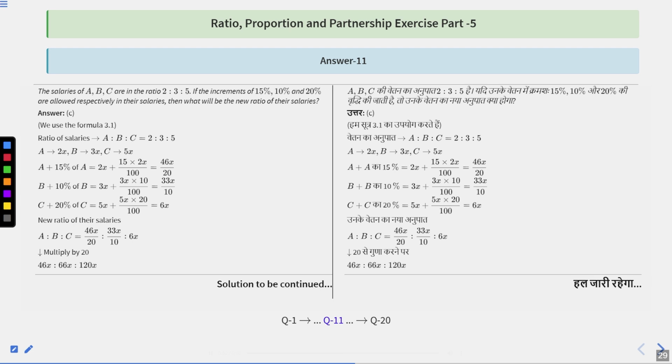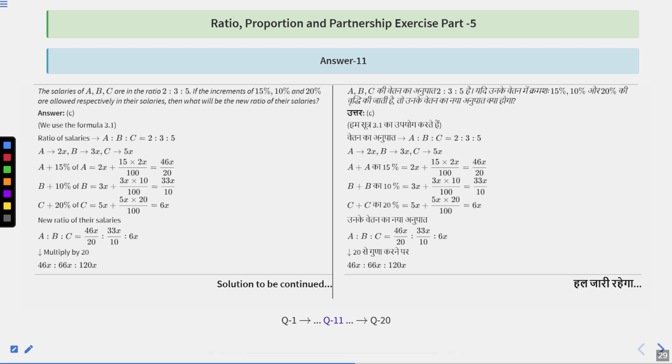It will become A plus 15% of A. When we solve it, we get 46x upon 20. In the same way, B plus 10% of B, which will become 33x by 10. C plus 20% of C, which becomes 6x.